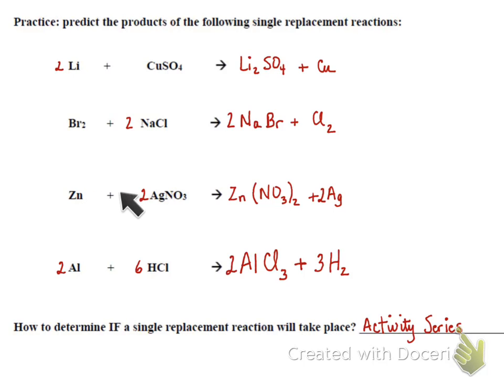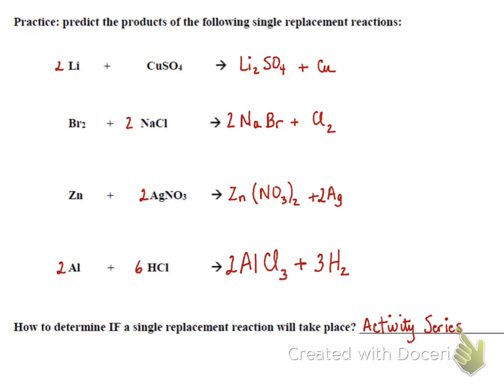Zinc kicks out silver and makes zinc nitrate and silver metal. And aluminum is a metal. It's going to kick out hydrogen because hydrogen acts like a metal to make aluminum chloride, and then hydrogen is the element left over, and that's H2. Don't forget to balance, but not till you're finished making the formulas.